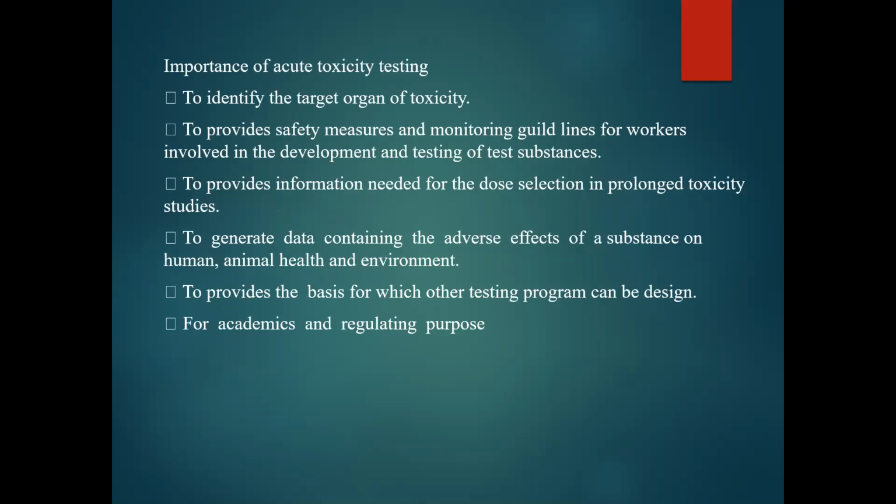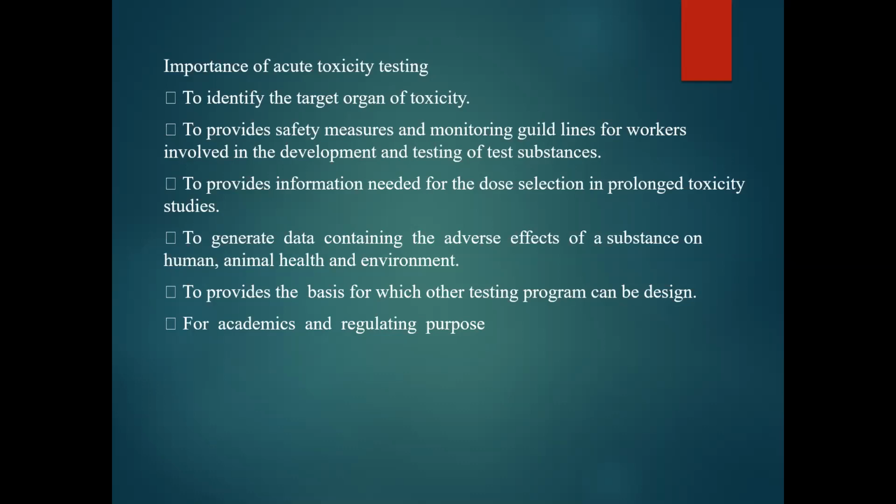Now we have the importance of acute toxicity testing. First one is to identify the target organ of toxicity. So in order to identify the specific organ where toxicity has occurred, we require acute toxicity testing. To provide safety measures and monitoring guidelines for workers involved in the development and testing of test substances. So all the workers and all the people that are involved in these toxicity studies, safety measures are provided and various guidelines monitor these workers so that no harm is done to them. To provide information needed for the dose selection in prolonged toxicity studies. So for prolonged toxicity studies, the information needed for dose selection is provided.